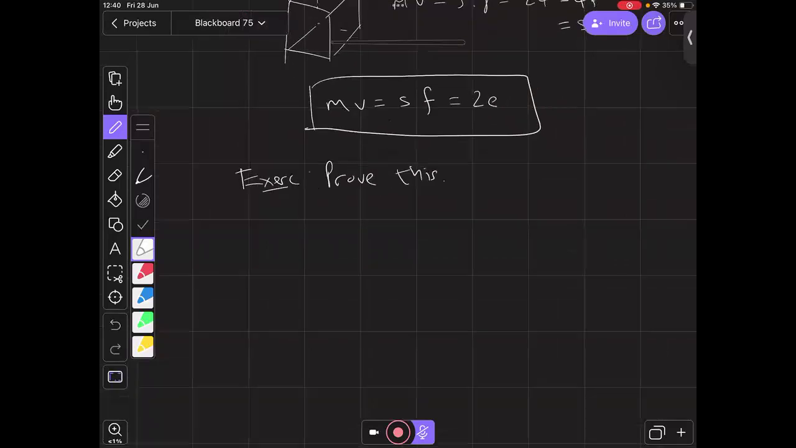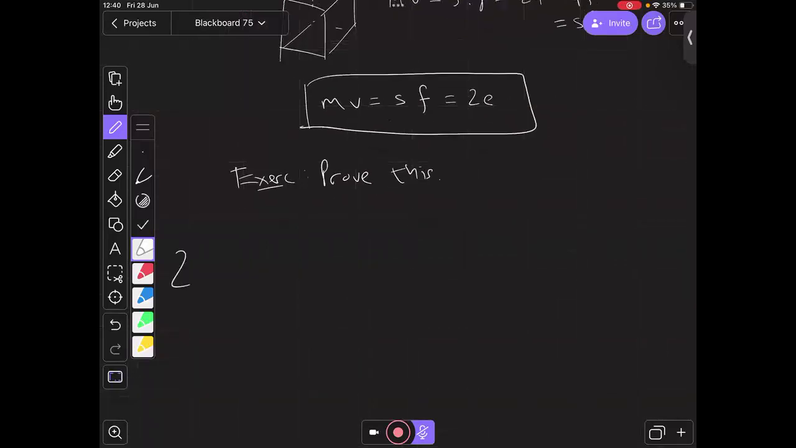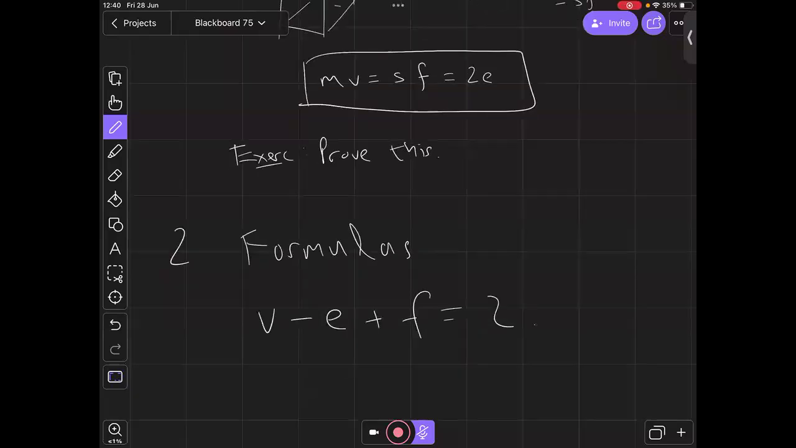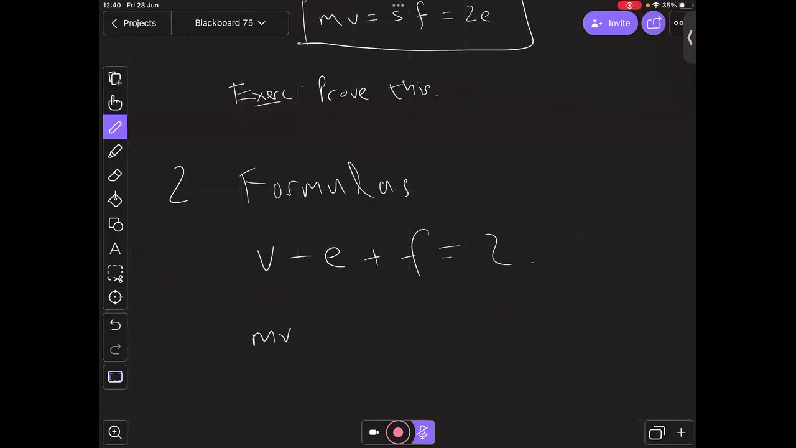But now let's consider these two formulae that we've established. The first one is the Euler formula, V minus E plus F equals 2. And the second one is MV equals SF equals 2E. And I claim from these two formulae, we can show that there are exactly only 5 possible platonic solids. So the question now is how we do that.